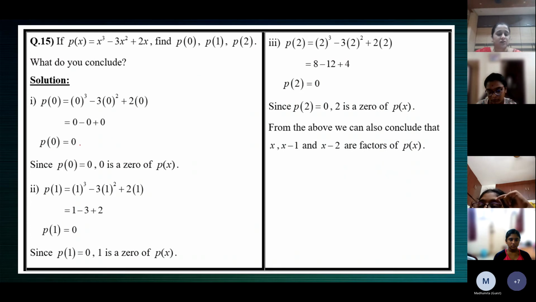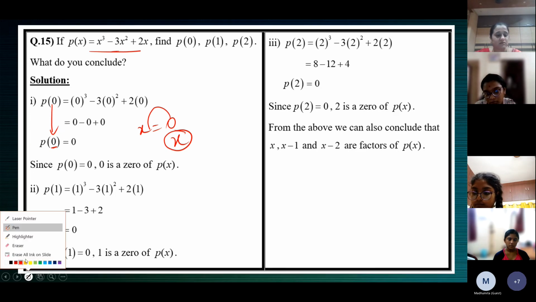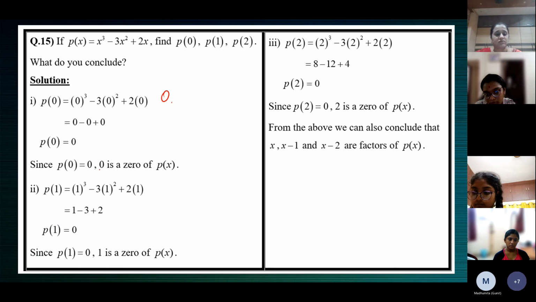Okay, so P of 0 is 0. This is the remainder, this is the value of the polynomial. P of 0 is equal to 0. So what is the 0 here? In place of x, we've used 0. x is equal to 0. When you just take this to the side, it's still x only. So 0 is a zero of P of x. And from this, you conclude that x is a factor of P of x.